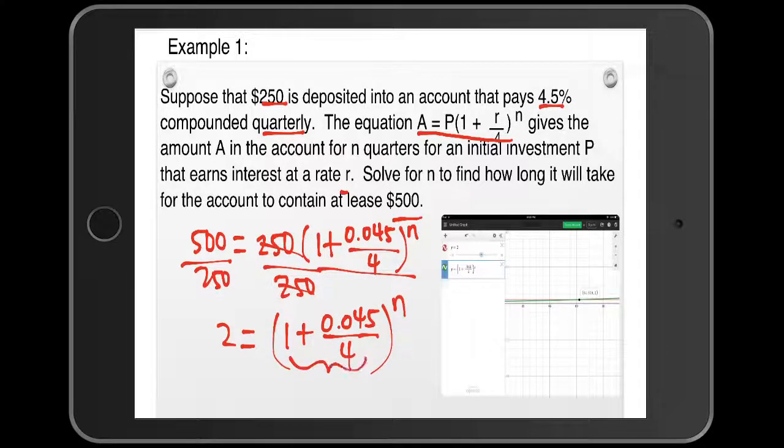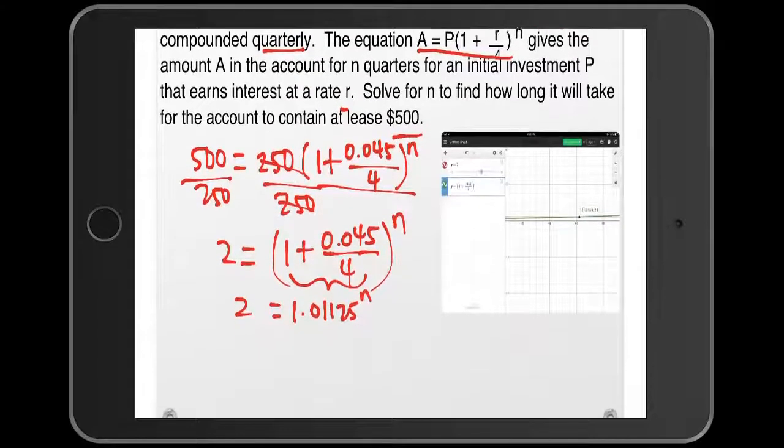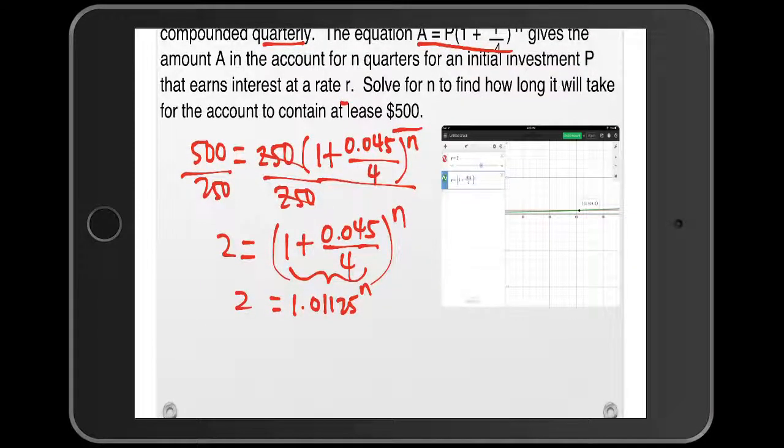This is actually a number here, so we can just use our calculator to crank out the answer. It should give us the amount of 1.01125 to the n. And from here, we can actually use our algebra skills to solve this by taking the log of both sides. Remember, log or natural log is fine. And again, this n goes to the front, so we have n log of 1.01125 equals log of 2.